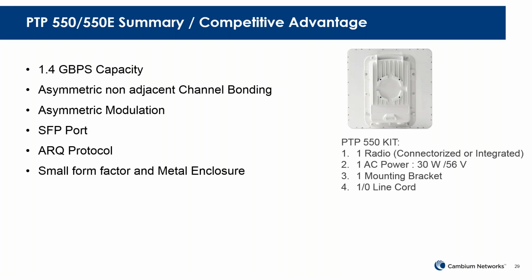Every time you buy a 550, it comes in the form of a kit. In the kit you have a radio, which could be 550 or 550E, connectorized or integrated. You have a power supply, you have a mounting bracket, and you get a line cord depending on which SKU or range you choose.